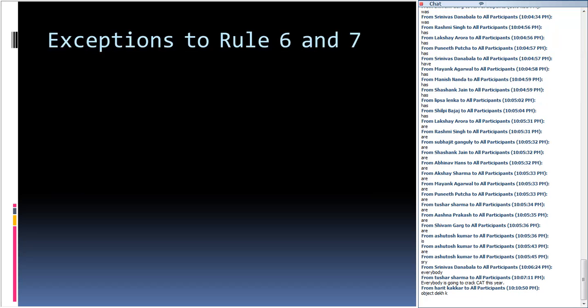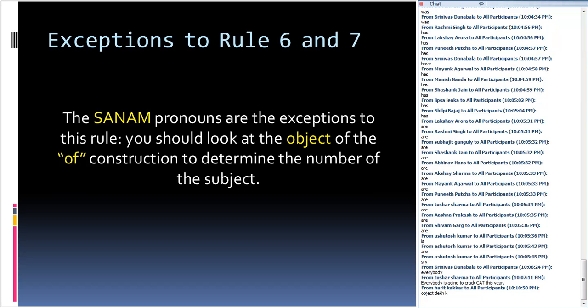Exception होने वाला है उसमें. Sanam pronouns are the exceptions to this rule. What you're going to do, you will look at the object of the of construction to find out whether the subject is singular or plural, and accordingly you will use a verb. Right? Let me show you an example. Example दिखा दूँ मैं आपको.